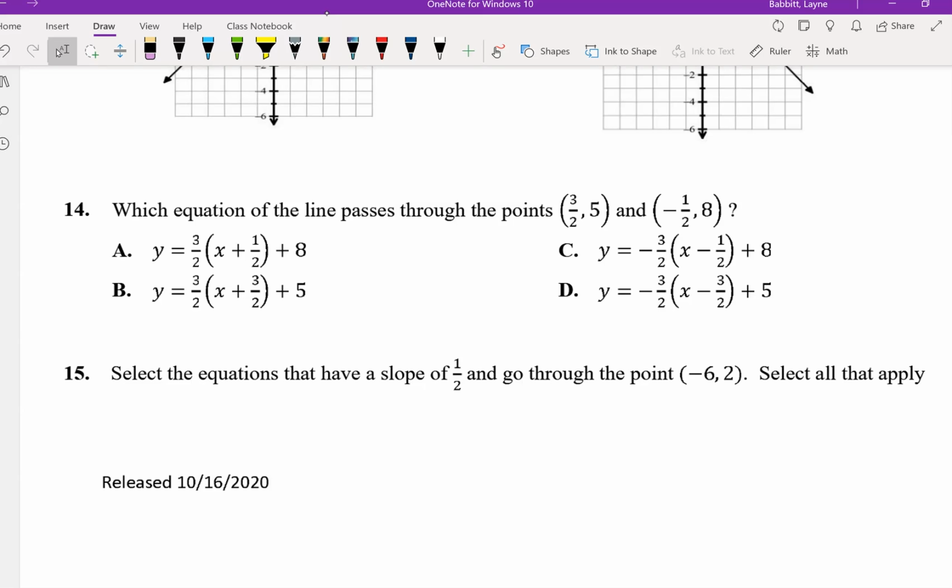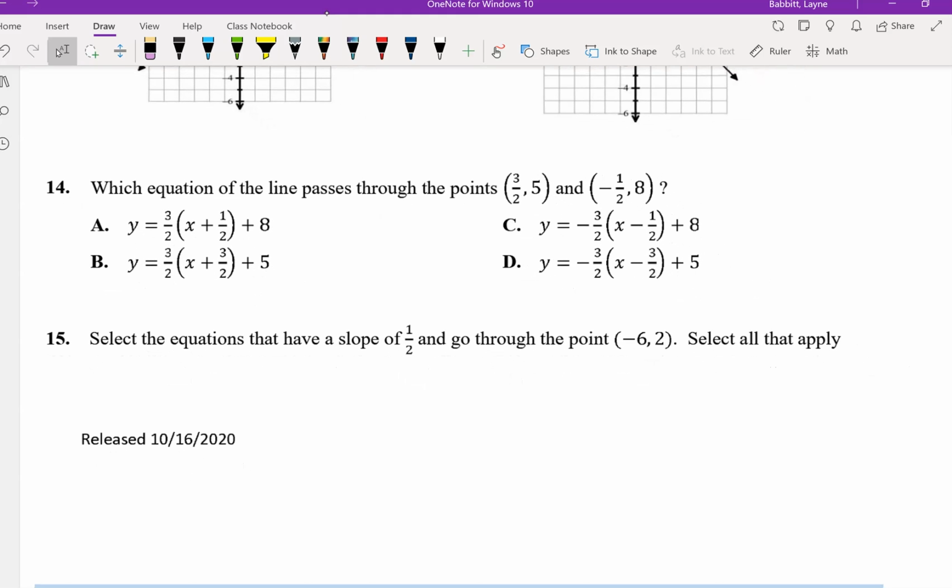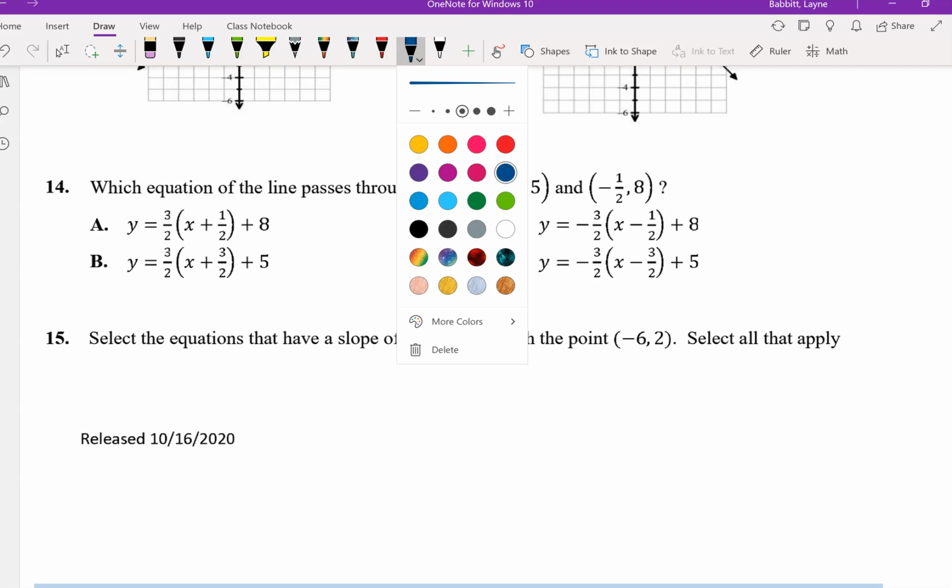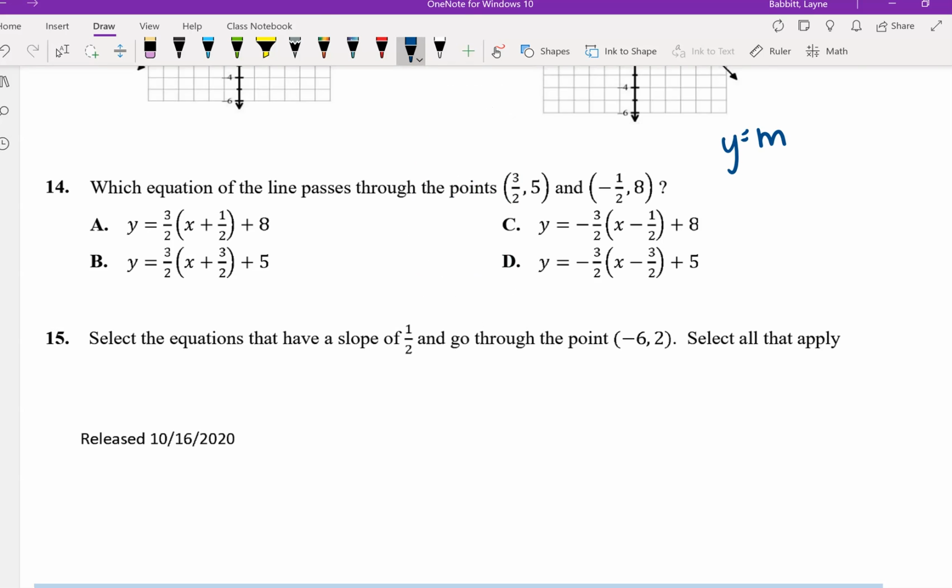14, which equation of the line passes through those 2 points? Alright, so if you look at each of these equations, these are written in HK form. Let me write that form over here. Y equals m times x minus h plus k, where h and k are a coordinate point on that line. Big thing to note is that we have a negative in front of this h. That means that the number in here is opposite of the coordinate point.